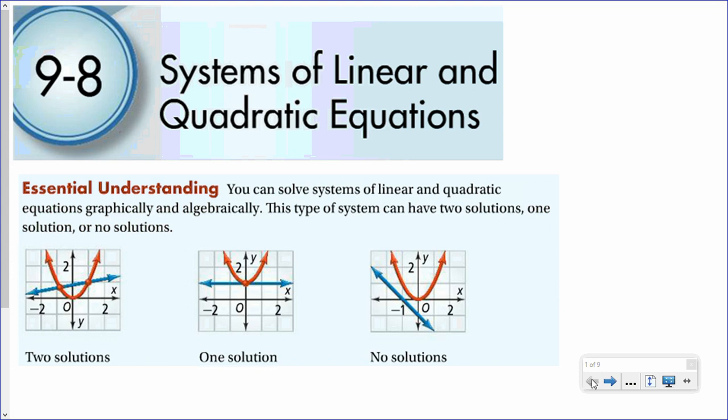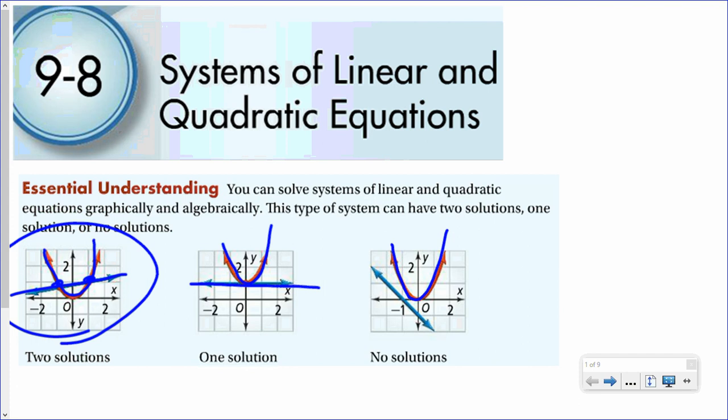A quadratic is a U, and linear is a straight line. If you cross a U with a straight line, it could hit two different spots. That's two different solutions. You could have the U cross with the straight line at one spot, that'd be one solution. You could have the U not cross at all with the line, and that would be no solution. So you're going to get two solutions, one solution, or no solutions when you graph or solve algebraically.